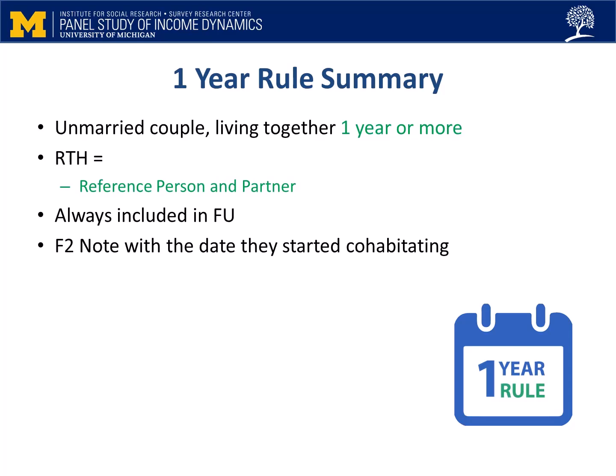If they've lived together for 365 days or more, they are reference person and partner. And they are always included in the FU as they have a romantic relationship. You should enter an F2 note indicating the date they moved in together.